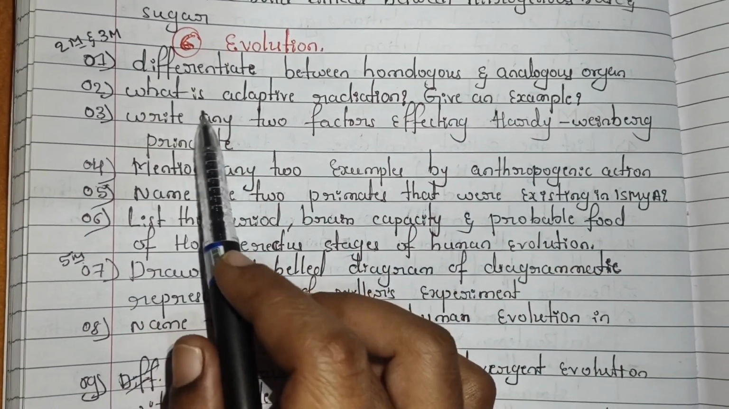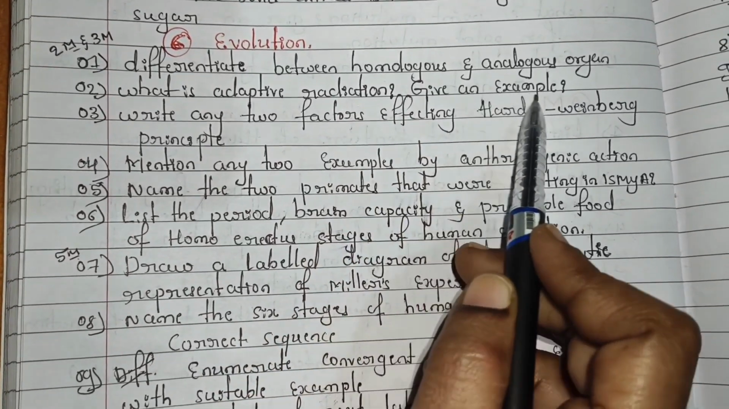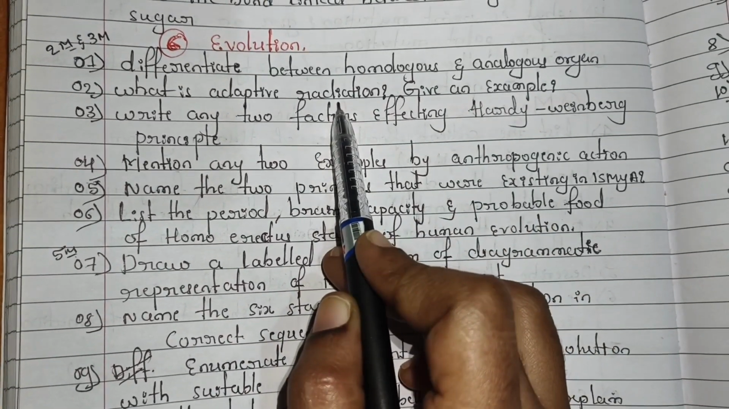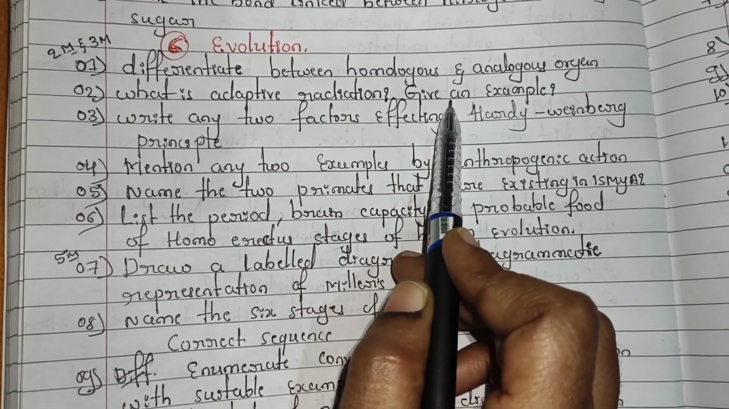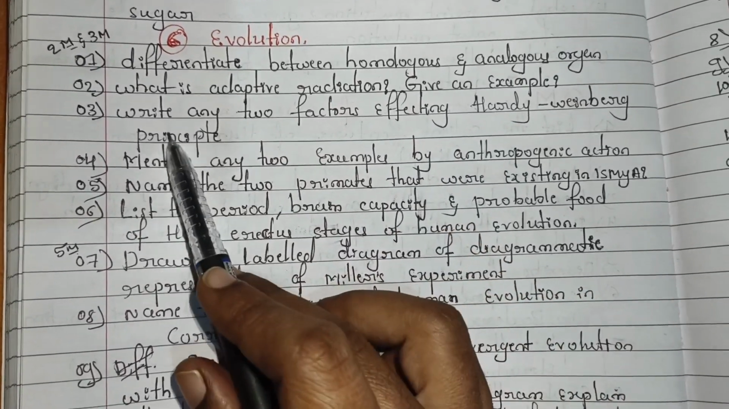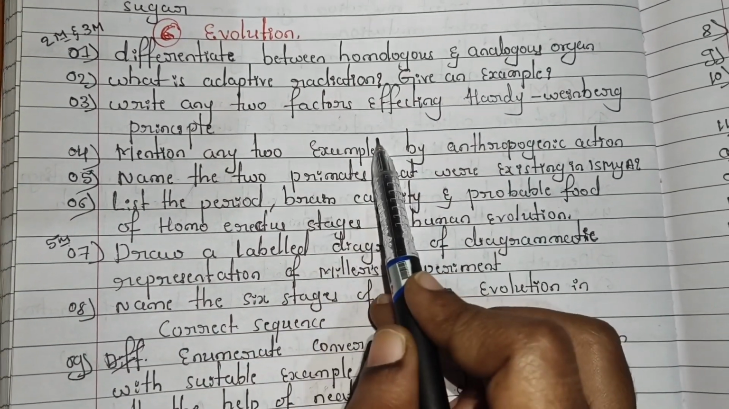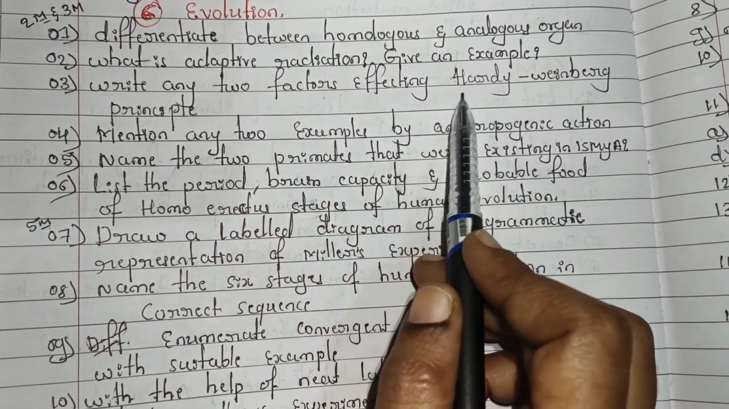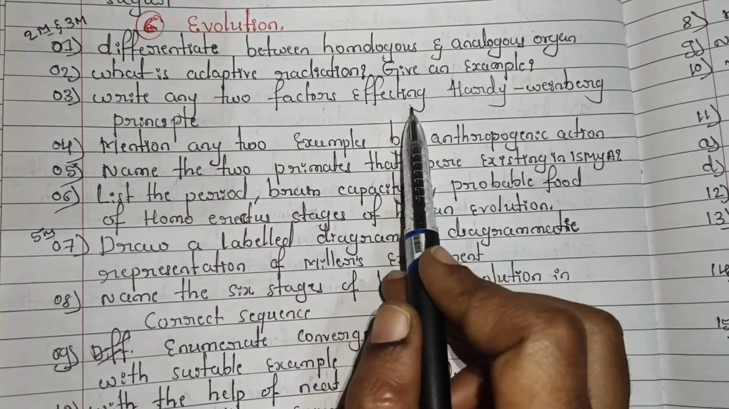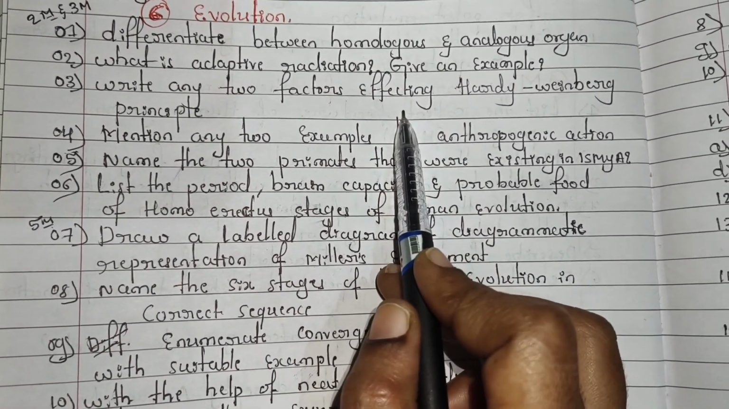And the second one is, what is adaptive radiation? Give an example. You have to write the definition of adaptive radiation and give examples also. Next, the third one is, write any 2 factors affecting the Hardy-Weinberg principle. Which factors affect the Hardy-Weinberg principle? Those factors you have to write.